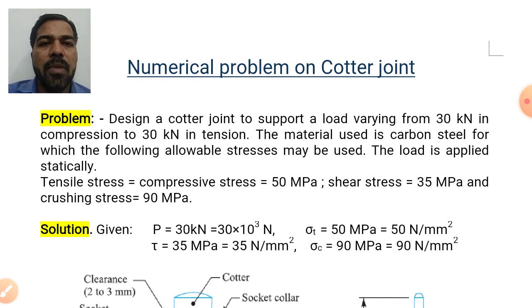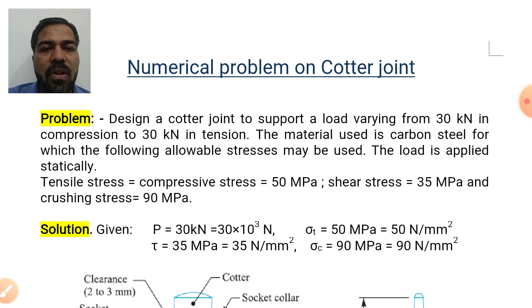So our problem is to design a cotter joint to support a varying load from 30 kN in compression to 30 kN in tension. The material used is carbon steel, for which the following allowable stresses may be used. The load is applied statically. Tensile or compressive stress is equal to 50 megapascal, shear stress is equal to 35 megapascal, and crushing stress is equal to 90 megapascal.